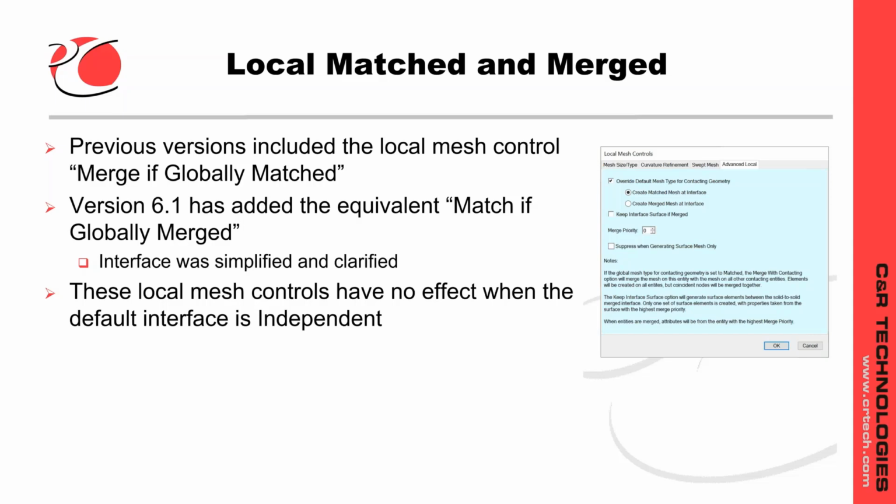And of course, these local mesh controls have no effect if you're creating independent meshes for contacting geometry. We also know that the match if globally merged option will be a little bit more stable. We know it's run into the occasional problem of a matched interface causing some problems. We think this option will be more stable.